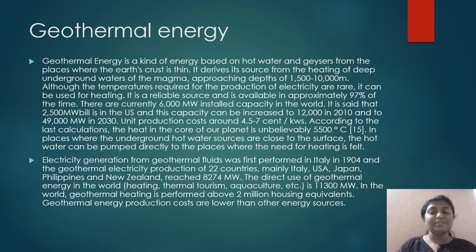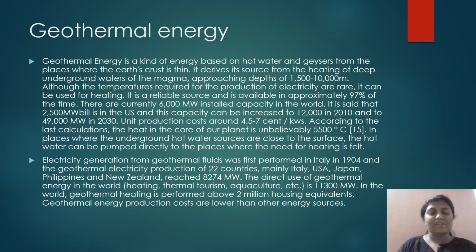There are currently 6,000 megawatts of installed capacity in the world. It is said that 2,500 megawatts are in the US, and the capacity can be increased to 12,000 megawatts in 2010 and to 49,000 megawatts in 2030. Unit production cost is around 4.5 to 7 cents per kilowatt-hour.